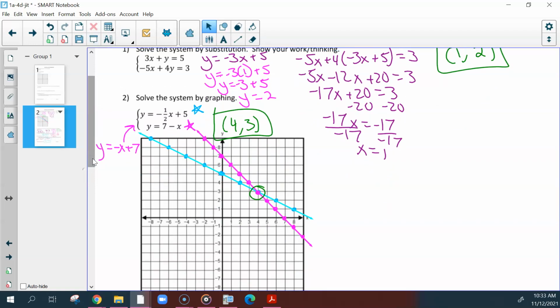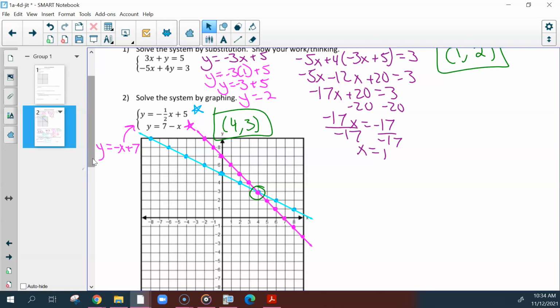The second one, you needed to graph both of these lines. One was in slope-intercept form, and I tried to color code these, so this one is in blue. Graph your y-intercept, graph your slope, connect all the points, make sure you extend your line all the way through the graph, and have arrows. My arrows are small, but there are arrows.